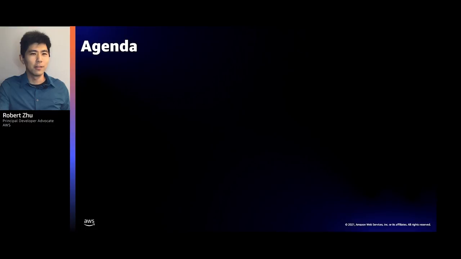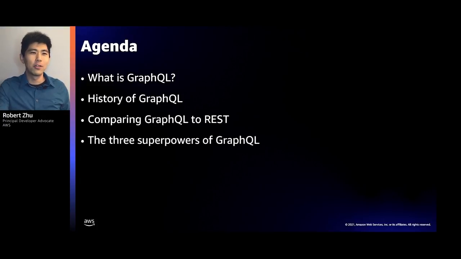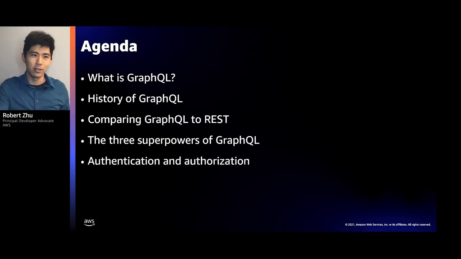Let's go over the agenda. I'll begin by covering what GraphQL is by way of demo. I'll talk about the history of GraphQL and how we got here. Everyone's favorite, we have to compare GraphQL to REST. And then I'm going to talk about the three superpowers of GraphQL. We'll go a little bit deeper into authentication and authorization, as these are two extremely common follow-up questions once people get started with GraphQL.